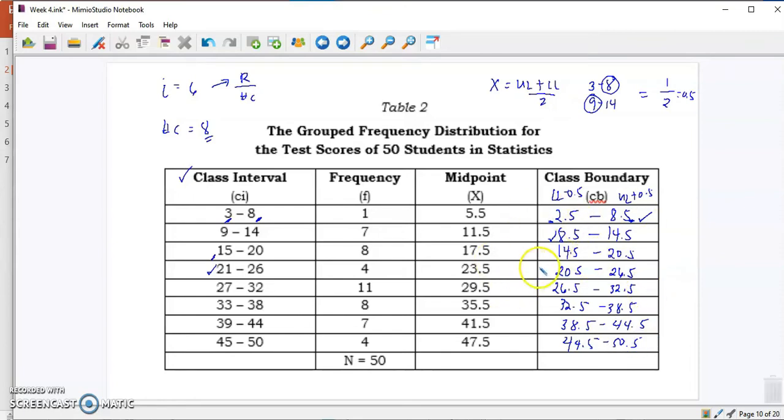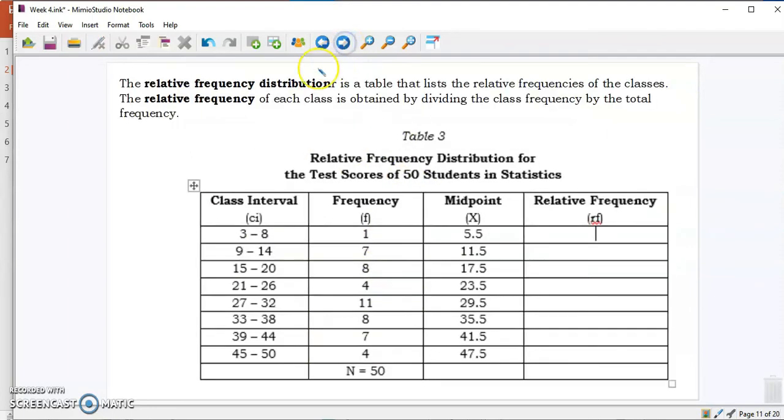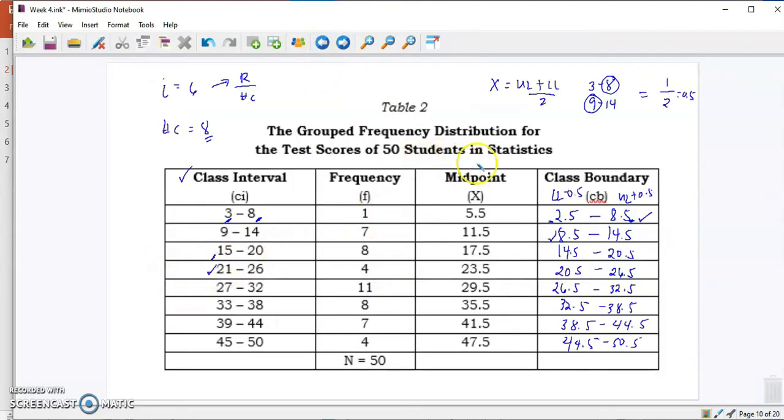That's it. These are the class boundaries. Later, you'll know why we need to create a table, because this table will be presented in a beautiful graph in the next videos that we're going to discuss. So let's continue. This time, that's it about group frequency distribution.